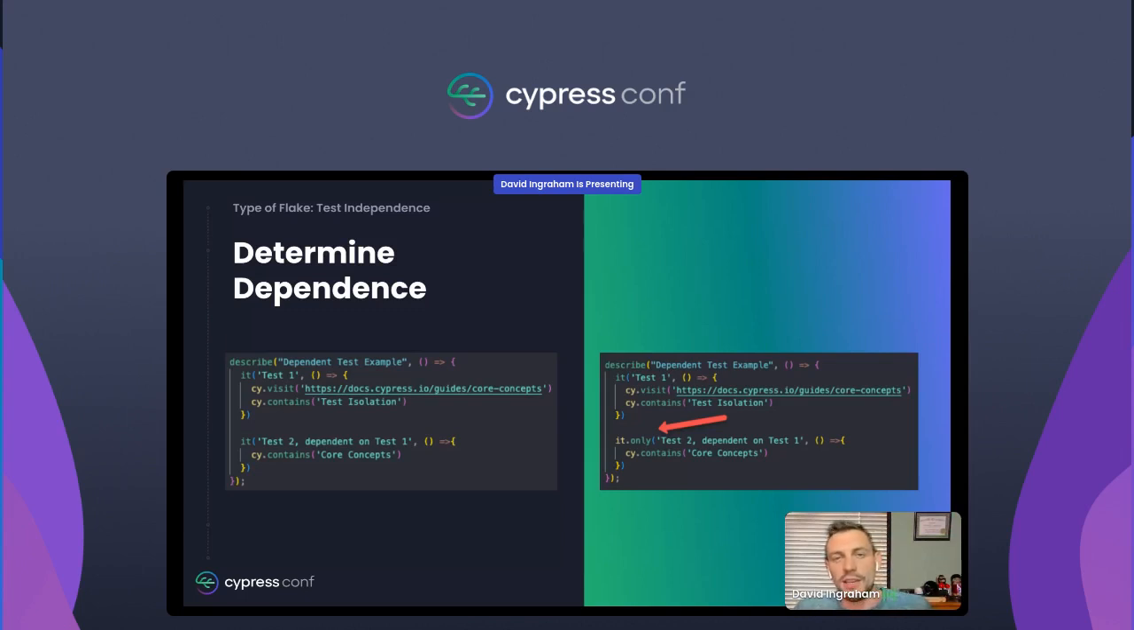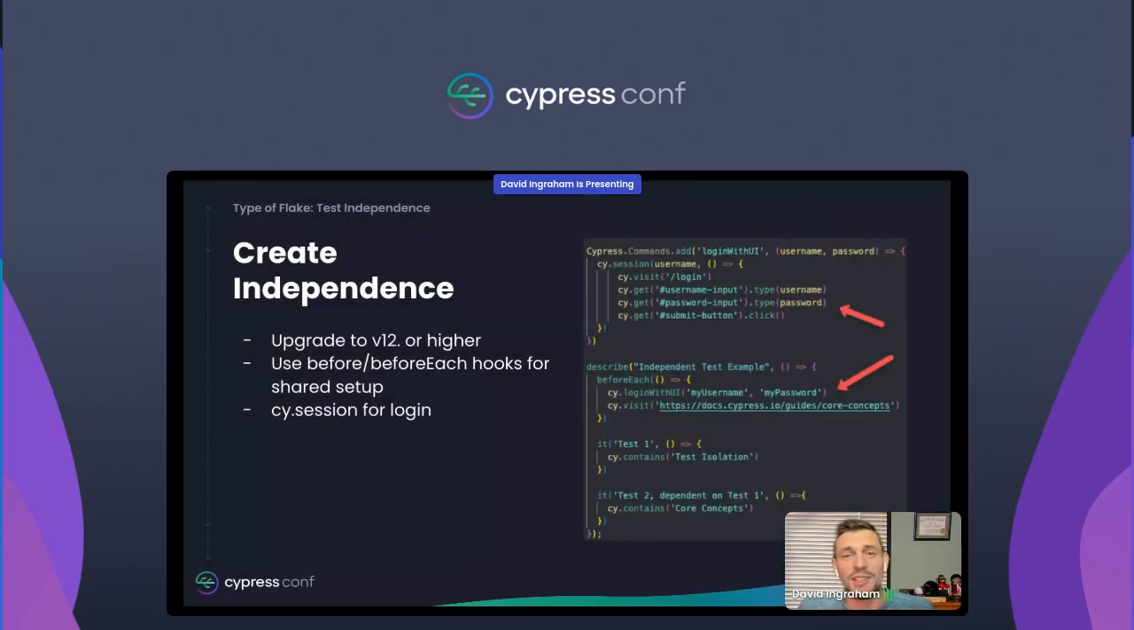So how do you always guarantee and create independence? Honestly, the quickest thing you can do is to simply upgrade to version 12 of Cypress or above. In these versions, Cypress did a ton of work to natively support test independence just out of the box. They reset all your cookies, storage, and page state from the previous test. So if you upgrade to this version or higher, it actually forces you to write tests independently.